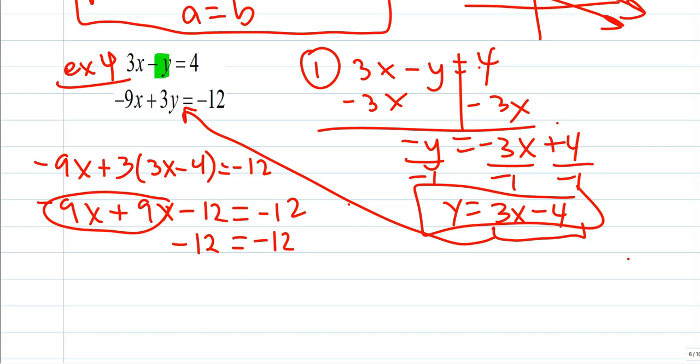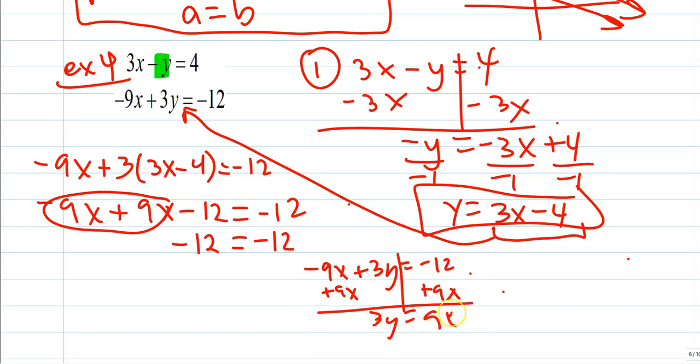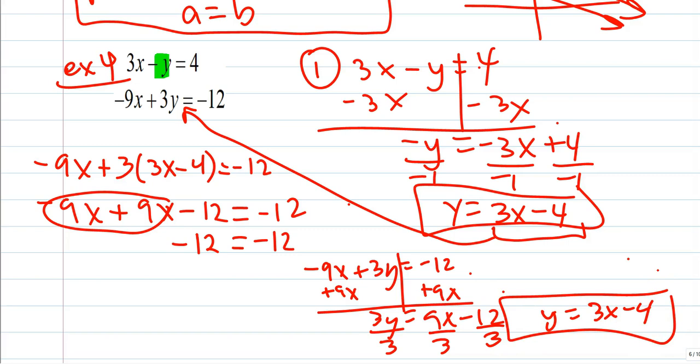A lot of you are yelling at your screen, no solution, no solution, no solution. I'll give you a hint. I'm going to take this other equation, negative 9x plus 3y, and solve that for y equals. I would do that by adding 9x and get 3y is equal to 9x minus 12. And then if I divide everything by 3, I get that y is equal to 3x minus 4. What do you notice about these equations? They are the same line. And that means our answer is not no solution.